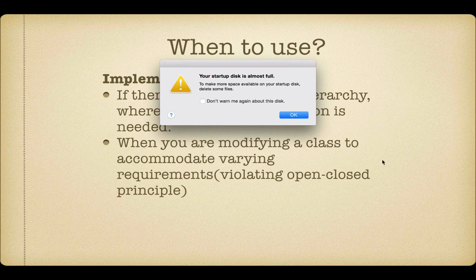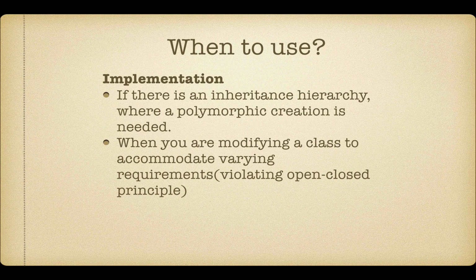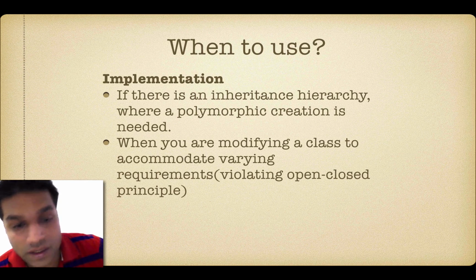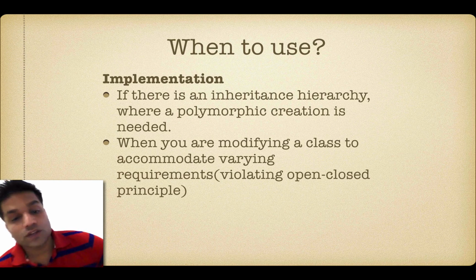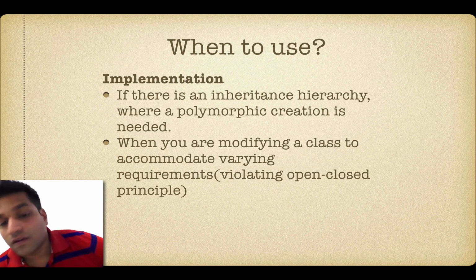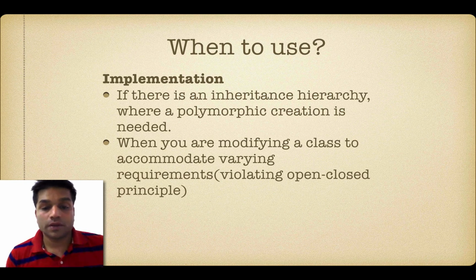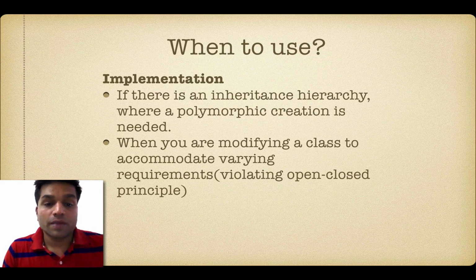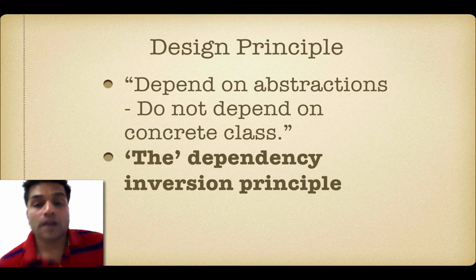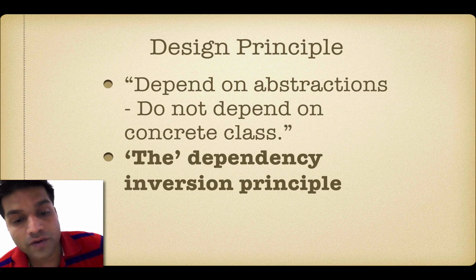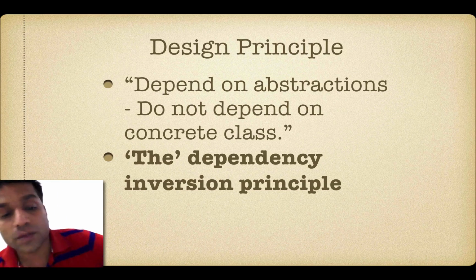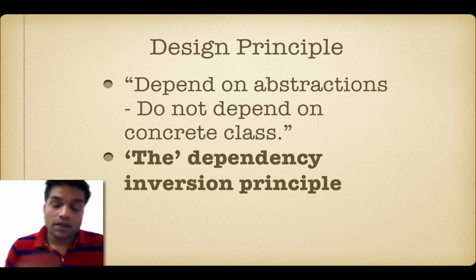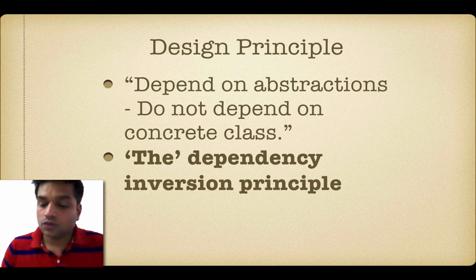So when to use this design pattern? If there is an inheritance hierarchy where a polymorphic creation is needed, as we saw, when you are modifying a class to accommodate varying requirements, violating open-closed principle, that is causing a lot of maintenance overheads. And we want to adhere to the design principle of dependency inversion. That factory method design pattern lets you do that.